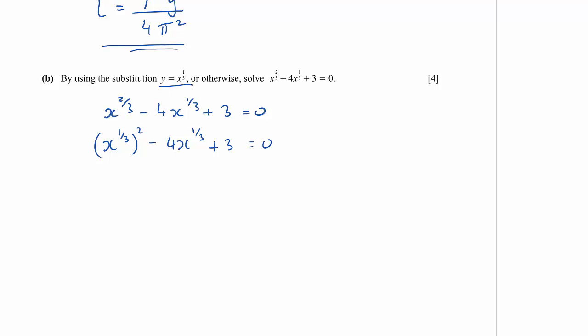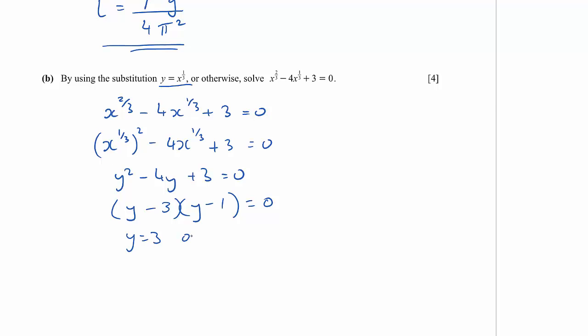So y is x to the 1/3. That's going to give me y squared minus 4y plus 3 is equal to 0. And of course we can factorize that. So y and y, 3 and 1, make them both minuses. So y equals 3 or y equals 1.